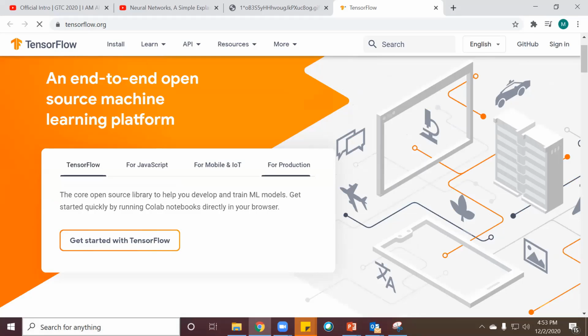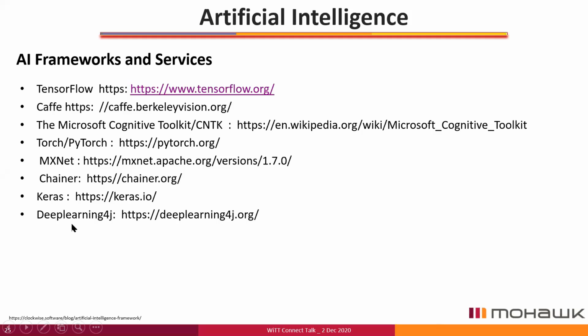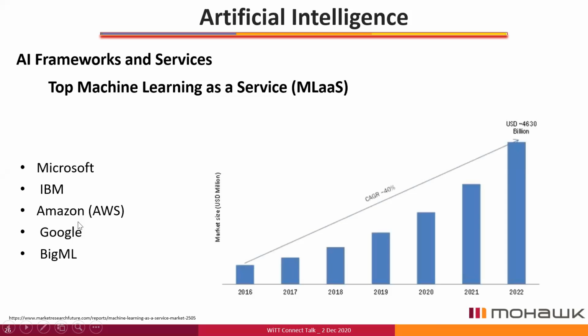Having said that, there are also applications available. So I've just listed some of the frameworks. I'm not going to show all of them, but there is TensorFlow, which is very well used with the scientists and the researchers, the Caffe, the Microsoft Cognitive Toolkit, the Torch and Chainer, and so on. There are also services which are available, and these services are artificial intelligence as a service.